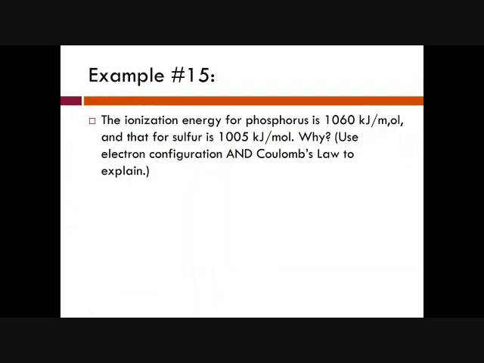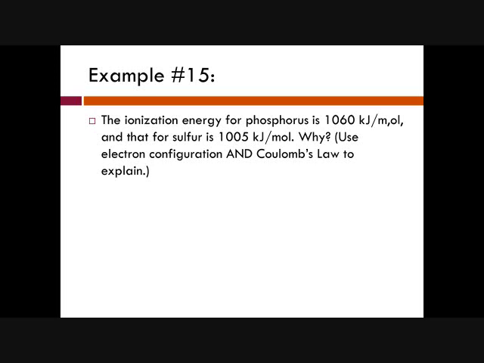What you might do is look at the values and think about electron configuration and Coulomb's law to explain these things. Okay? So the ionization energy for phosphorus is 1060 kilojoules per mole. Ooh, that's a typo. And that for sulfur is 1005 kilojoules per mole. So why do you think that phosphorus has a higher ionization energy, so it needs more energy to pull electrons away than it does for sulfur? Use electron configuration and Coulomb's law to explain.